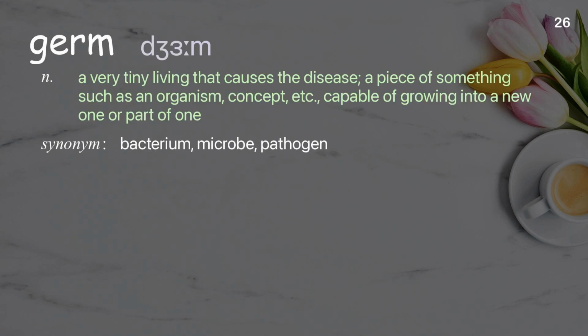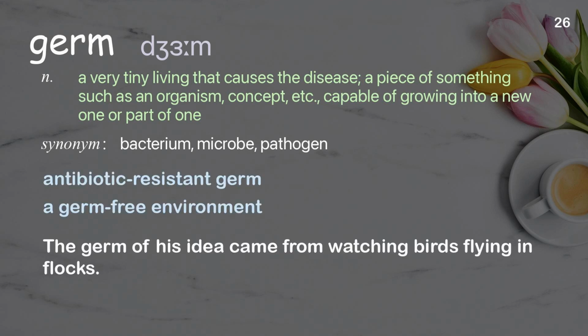Germ. A very tiny living thing that causes disease, a piece of something such as an organism, concept, etc., capable of growing into a new one or part of one. Examples: antibiotic-resistant germ, a germ-free environment. The germ of his idea came from watching birds flying in flocks.